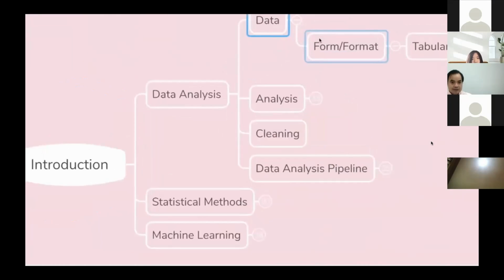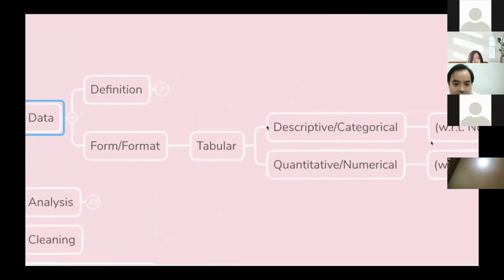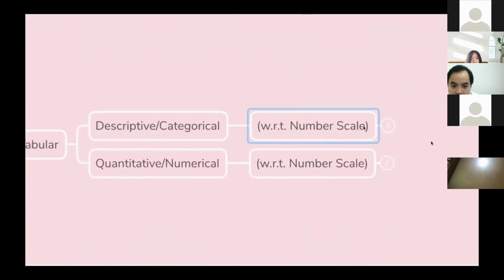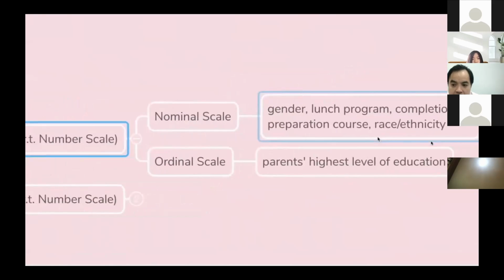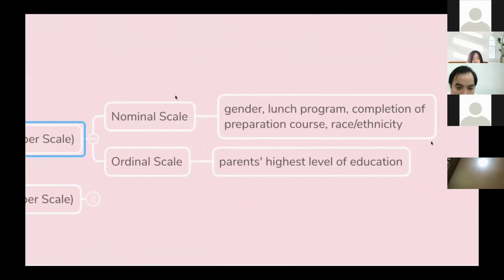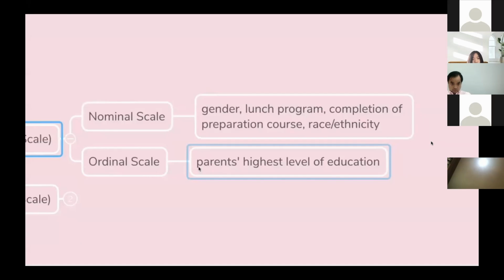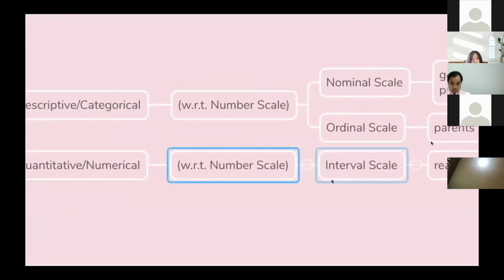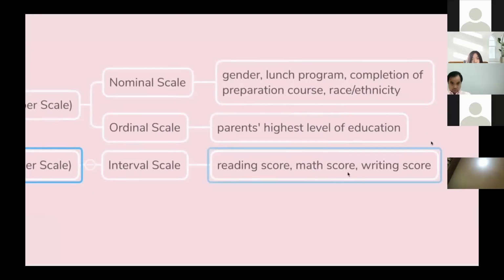This data is in the form of tabular data. It can be separated into categorical and numerical data. Descriptive data can also be separated into 2 subcategories: nominal scale, containing attributes such as gender, lunch program, completion of preparation course, and race and ethnicity. And for ordinal scale, it's going to be parental level of education. For quantitative or numerical data, it's going to be reading score, math score, and writing score.